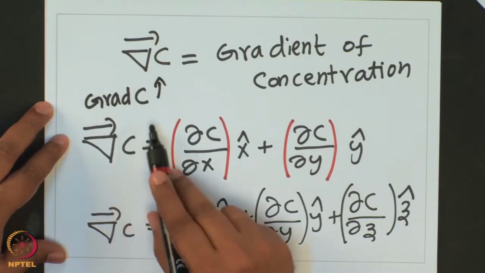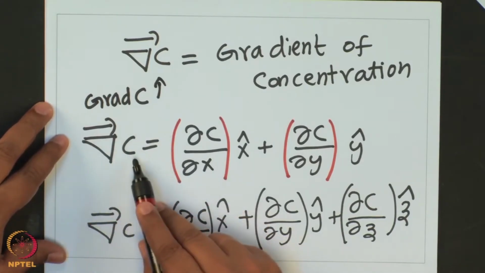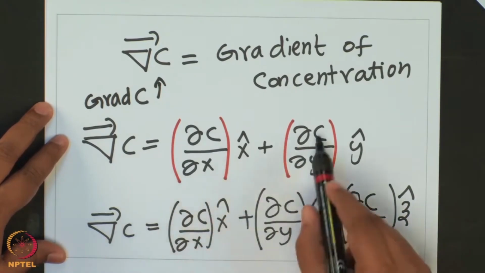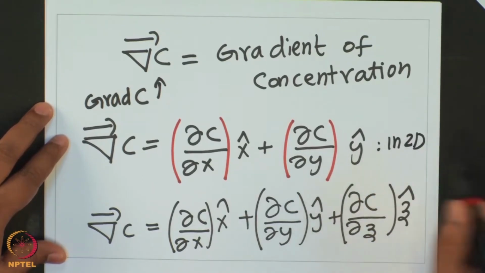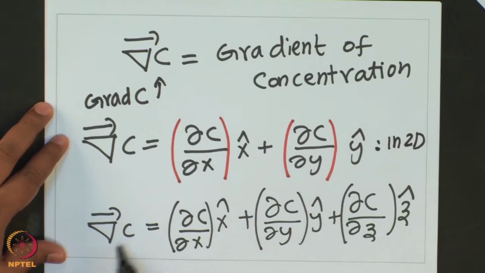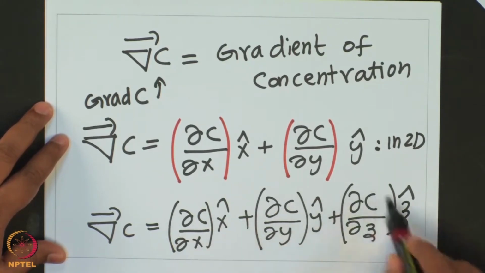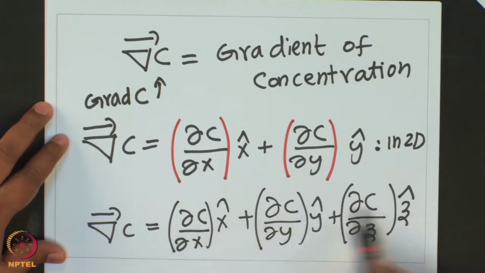So gradient of concentration, grad C, is equal to del C by del x, x cap plus del C by del y, y cap in 2D, 2 dimension. In 3 dimension, del C is del C by del x along x cap, del C by del y along y cap, del C by del z along the z cap, which is the z axis. So along x axis this is the component, along y axis this is the component, along z axis this is the component. So this is 3 components. I could write this is a number, this is another number, this is another number. These 3 components together will form this vector del C.